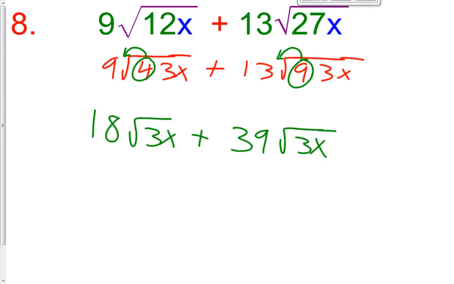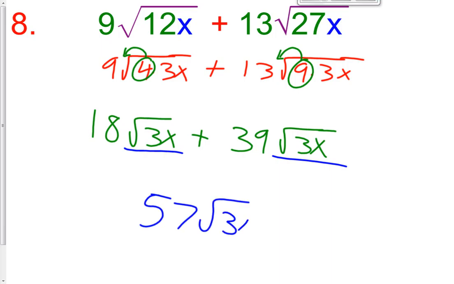My radicals are identical. Square root 3x, square root 3x. That means I could add 18 plus 39. I add 18 plus 39, and I get 57 square root 3x. I can't take out the square root of 3. I can't take out the square root of x. So I am left with 57 square root 3x. There's my answer for problem number 8.